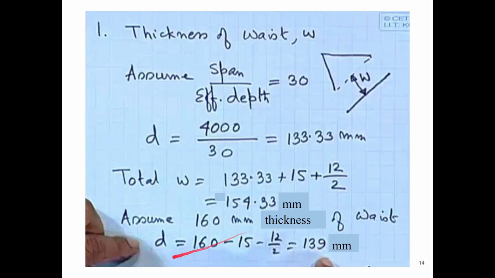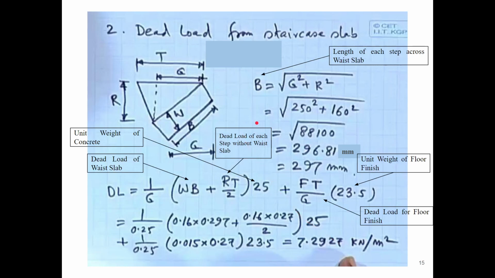So taking 160 mm, the effective depth will be 160 minus 15 minus 12 by 2, which is 139 millimeter. So for our staircase, the effective depth will be 139 millimeter. Okay, so that was the first step.